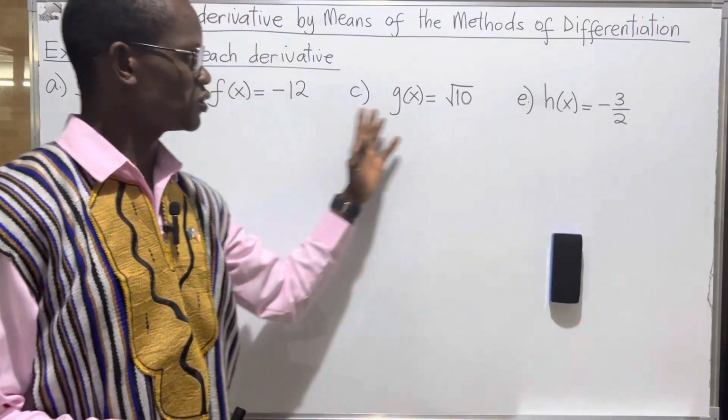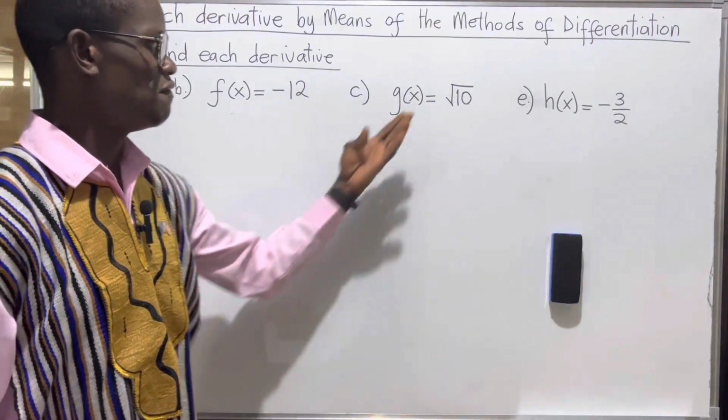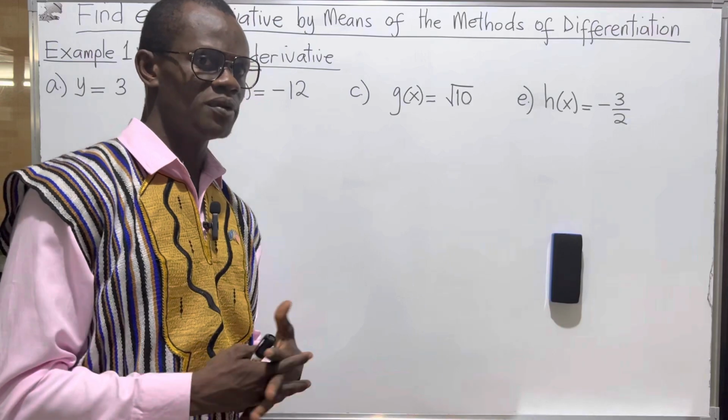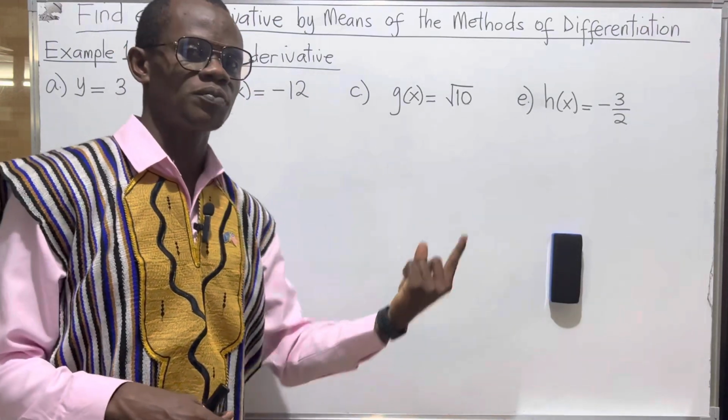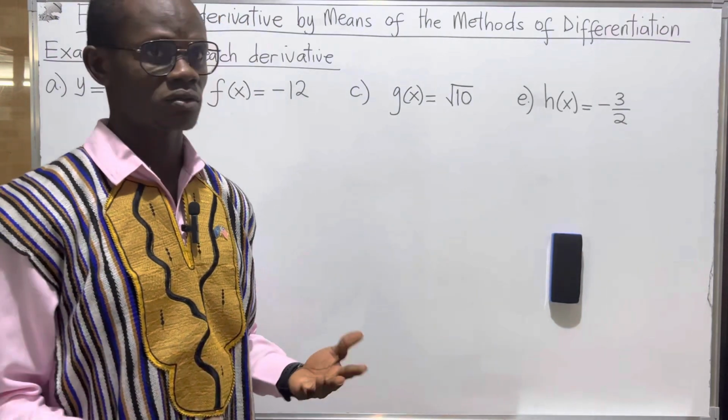Now, all of these functions are constant functions because they do not have a variable attached to them, or the invisible variable that is attached to them has its power equal to 0. Then we refer to these functions as constant functions.